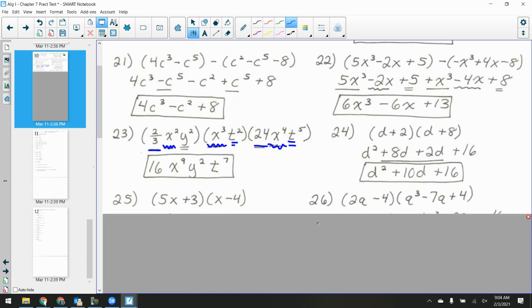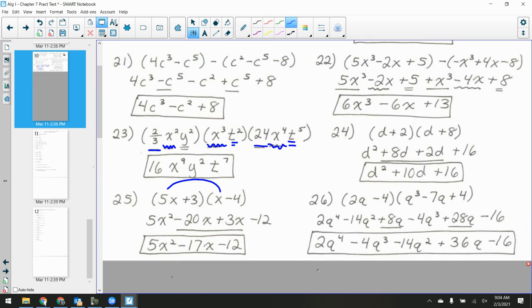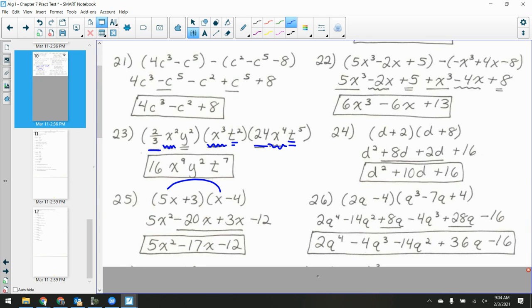Mason, what'd you get for 25? 10x. Uh-oh, watch out. I don't think you did the 5x times x. Yeah, that should have been a 5x squared right away. And I think then you combined it in the end. So the answer should have been 5x squared minus 17x minus 12. And then I'm actually going to show the work here for 26.